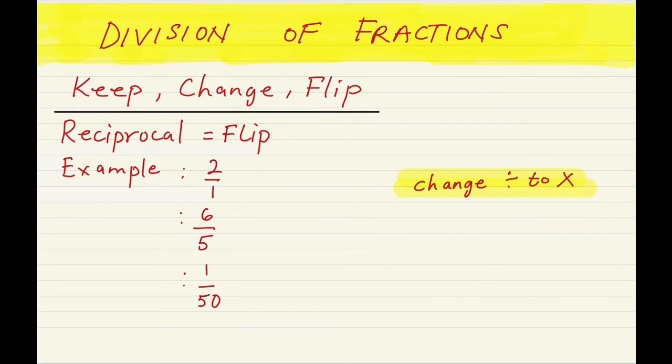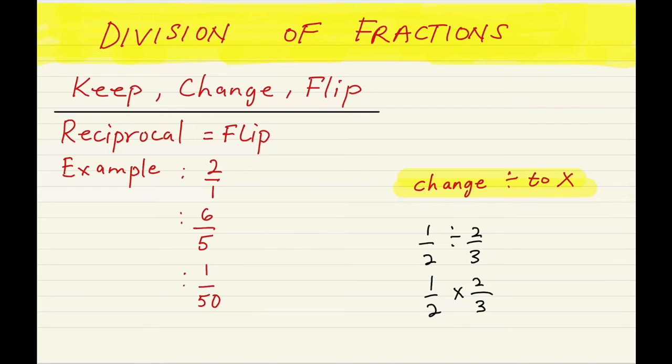So for example, if the question should read 1 over 2 divided by 2 over 3, change means it's going to now be 1 over 2 times 2 over 3. That is all that I mean by change.